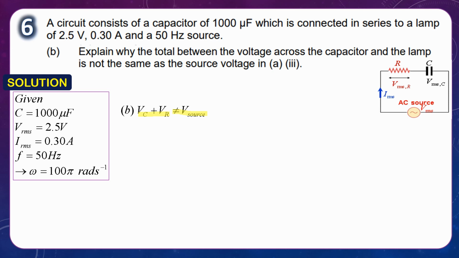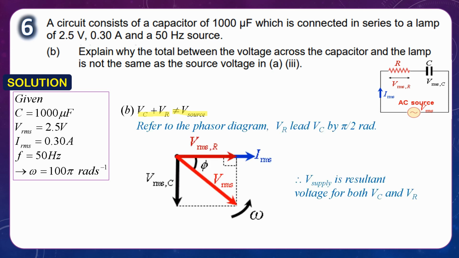To explain this, we need to refer to the phasor diagram. Referring to the phasor diagram for the RC circuit, the V RMS across R leads the V RMS across C by pi over 2 radian. Because of that, the V supply actually represents the resultant voltage of both Vc and Vr. That's why the value for V source is not equal to Vc plus Vr.